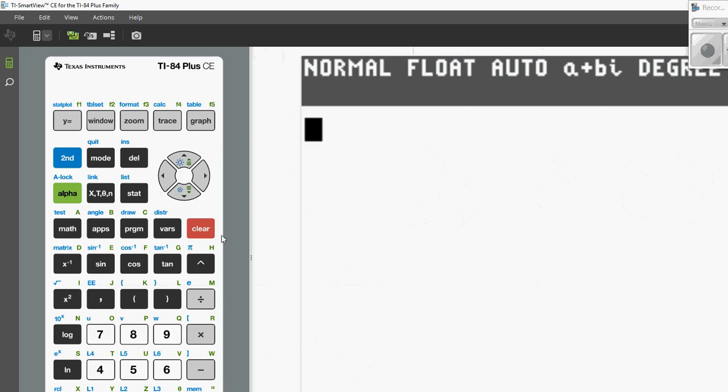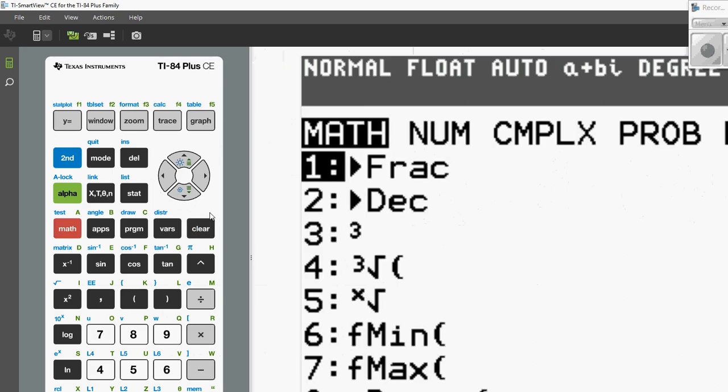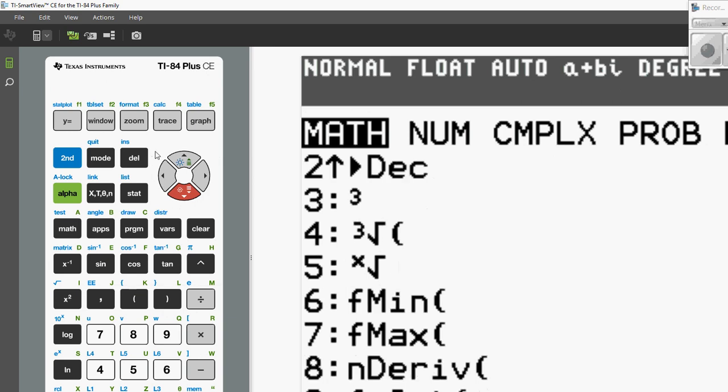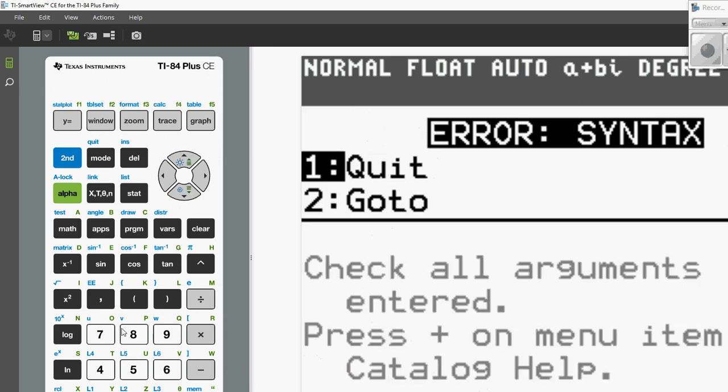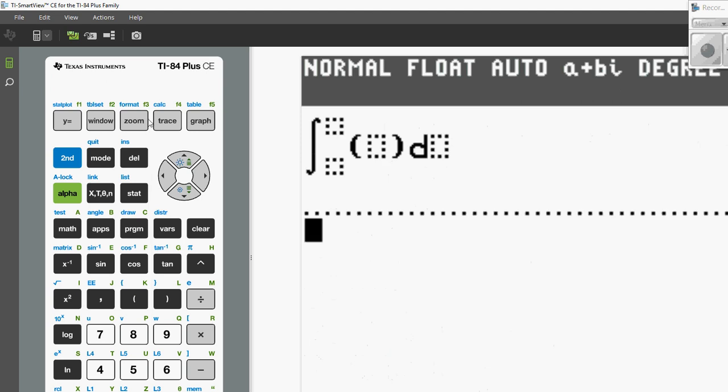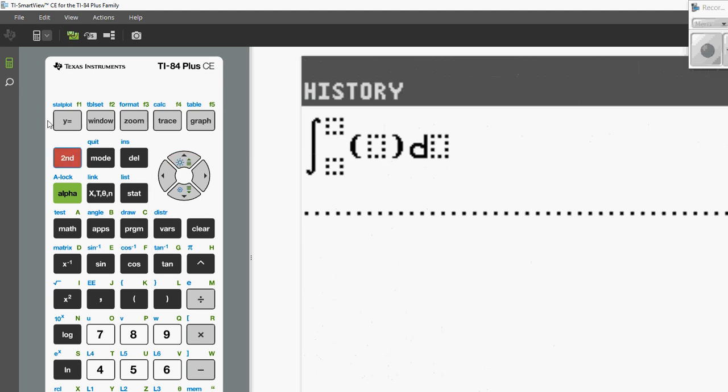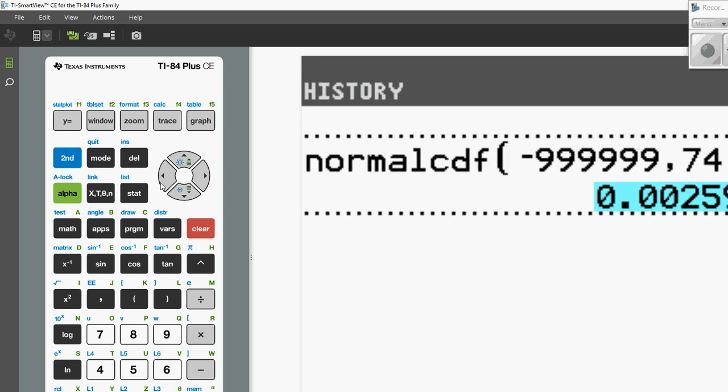So if we do that, we go to math, integral from -1, let's try this again.